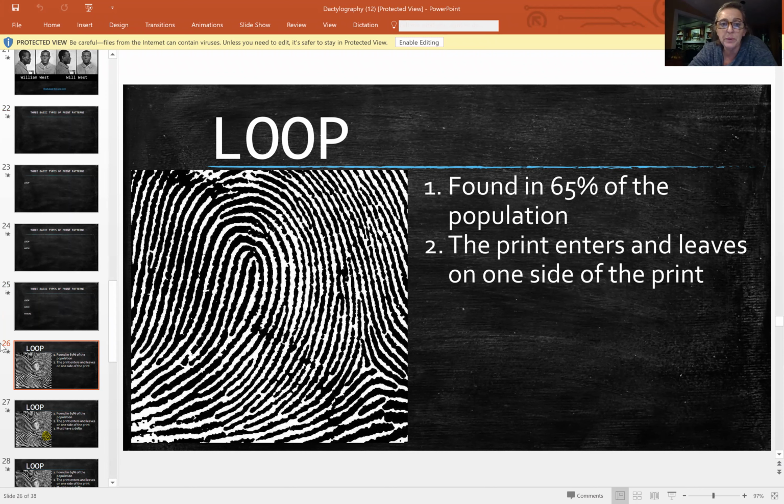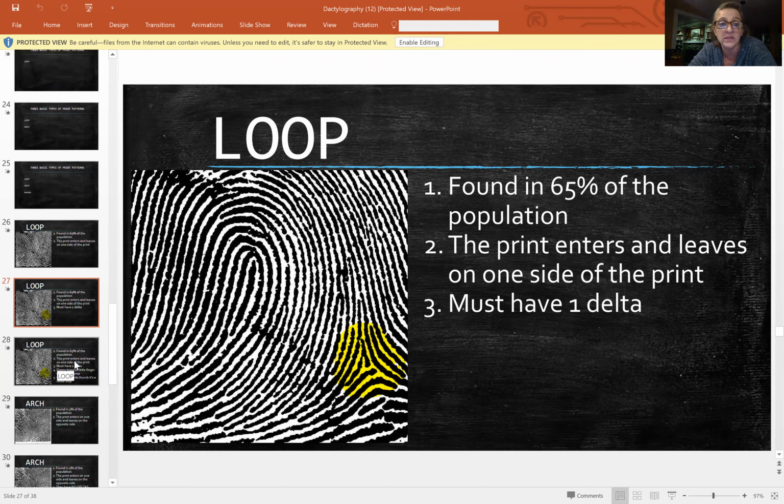You know that it's a loop because the print enters and exits on the same side of the print. The other thing that a loop has to have, and it's highlighted here in yellow, is a delta. And you may have learned about deltas when you took earth science. Social studies talks about deltas. They're found at the mouth of a river. Oftentimes they're an area where civilizations would develop. So this triangle-shaped pattern is called a delta. A loop must have at least one delta.